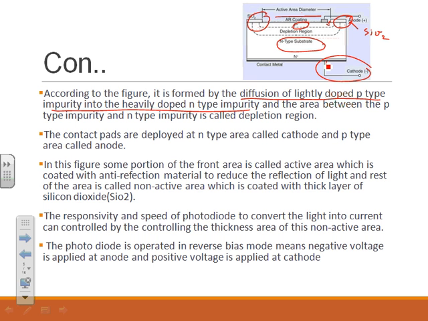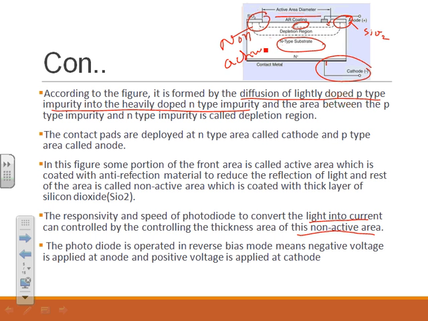So this is the construction of a photodiode. The responsiveness and speed of this photodiode to convert light into current can be controlled by controlling the thickness of the non-active area. These are the two non-active areas, and these are the active areas. By controlling the thickness, we can improve the speed of the photodiode operation.